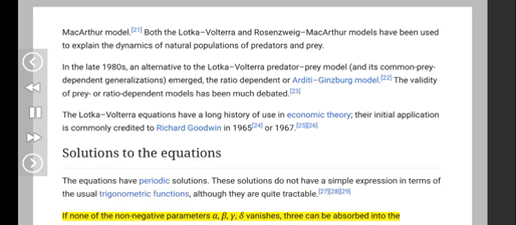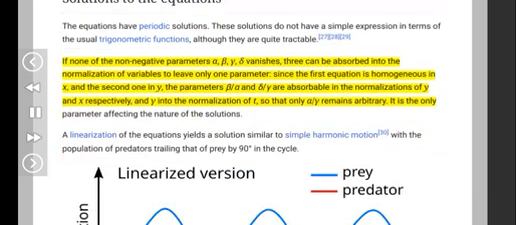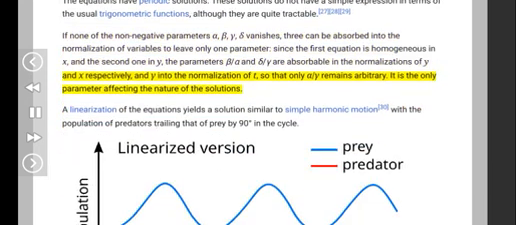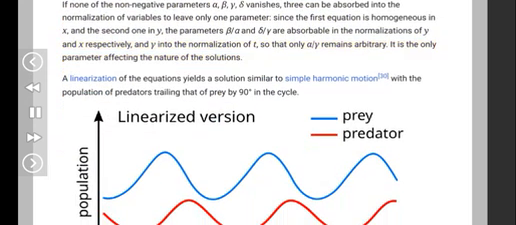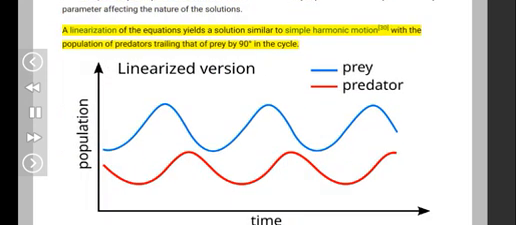If none of the non-negative parameters alpha, beta, gamma, delta vanishes, three can be absorbed into the normalization of variables to leave only one parameter. Since the first equation is homogeneous in x, and the second one in y, the parameters beta and delta are absorbable in the normalizations of y and x respectively, and gamma into the normalization of t, so that only alpha over gamma remains arbitrary. It is the only parameter affecting the nature of the solutions. A linearization of the equations yields a solution similar to simple harmonic motion, with the population of predators trailing that of prey by 90 degrees in the cycle.